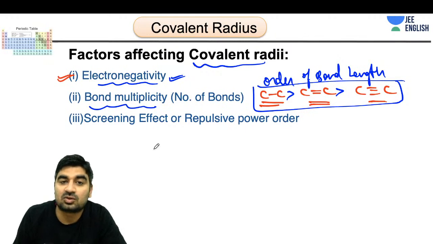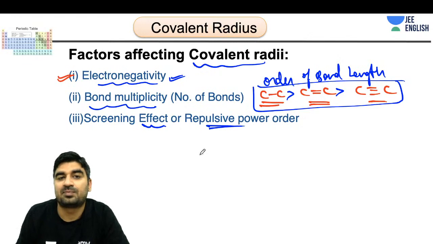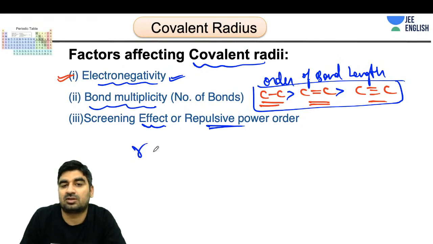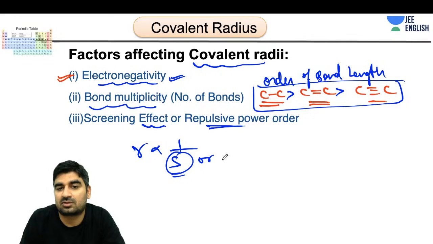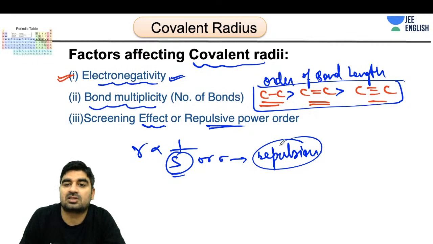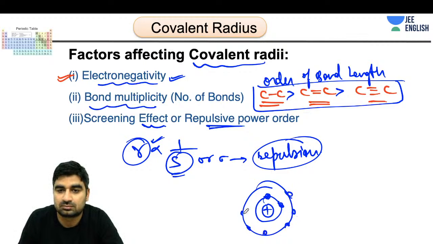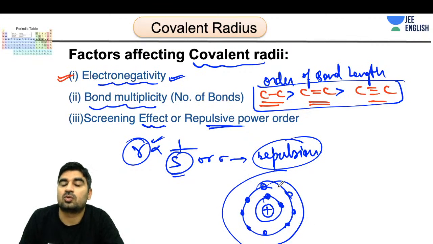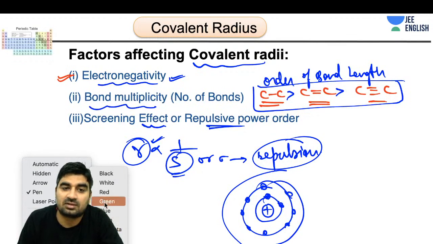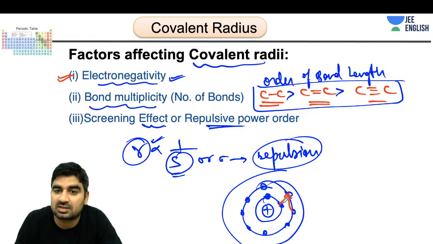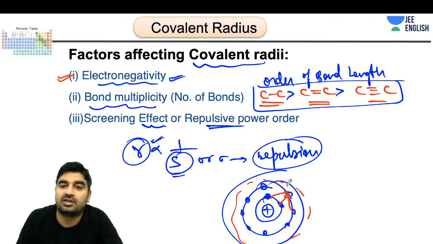Okay. So then we have screening effect or repulsion power. So if I talk about the radius, it is inversely proportional to S. More the repulsion, S or sigma, it represents repulsion, right? So if repulsion is high, what will happen? If repulsion is high, then the radius will increase. This is positive. 2 electron, 8 electron. So what I'm telling you guys, in this case if repulsion is high, then this will expand or radius will be high.